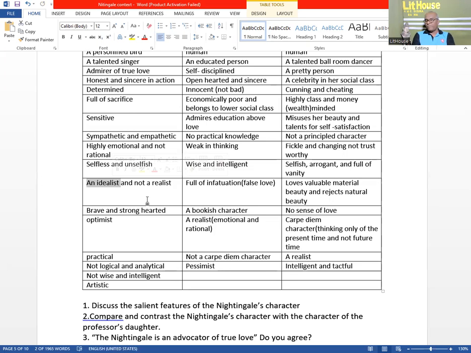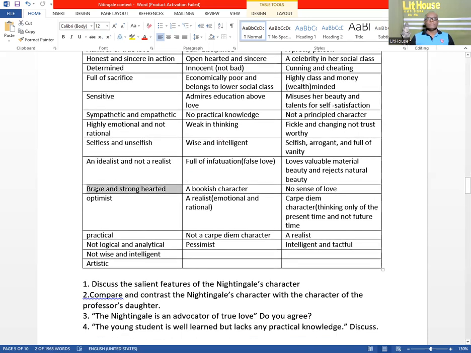Realist is the opposite of idealist. Realist means your real life. Now, in real life, there is no true love. The young student, they are realist. The professor's daughter, they are realists because their love is changing, full of various dimensions, aspects, love. Not the Nightingale's love, right? Therefore, Nightingale is an idealist.